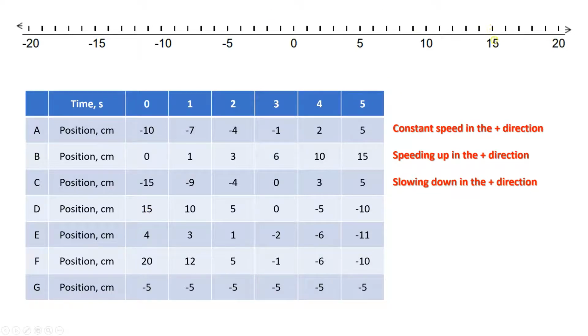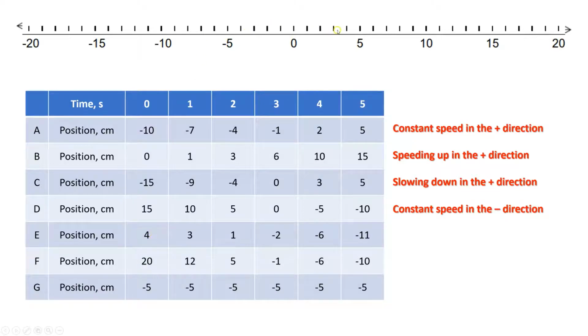Object D starts at the 15 centimeter mark and goes back 5 to 10, back 5 to 5, to 0, to -5, to -10. It's moving to the left in the negative direction the same distance each second, so it has a constant speed in the negative direction.